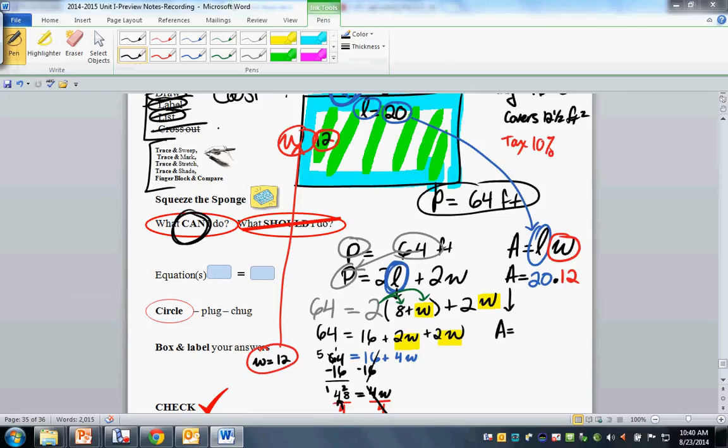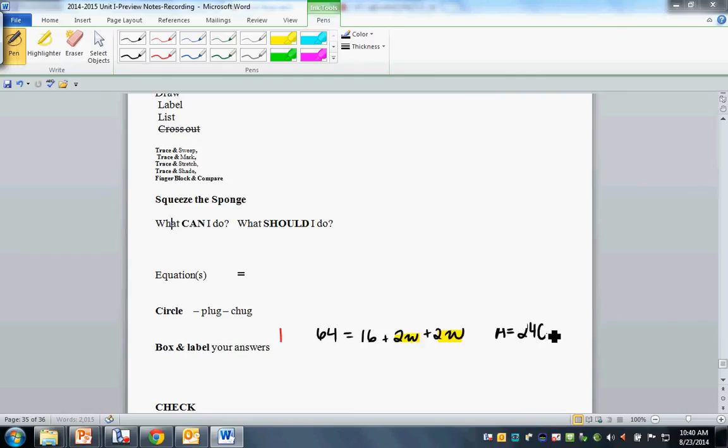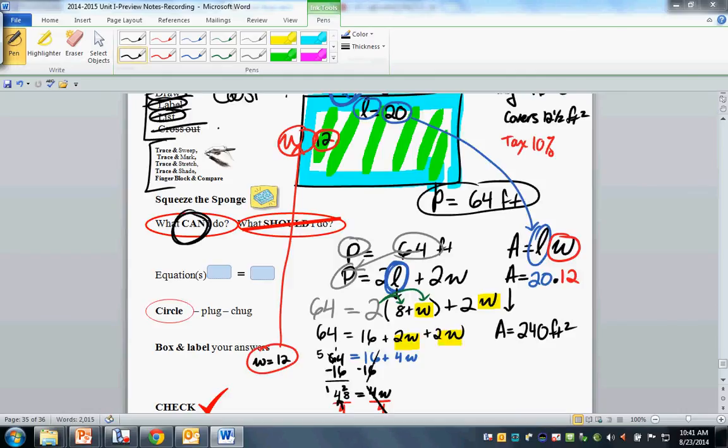We're going to go 20 times 12. 10 times 12 is 120, so we double it. We have 240 feet squared. Wait, there's more, because we just got the area.